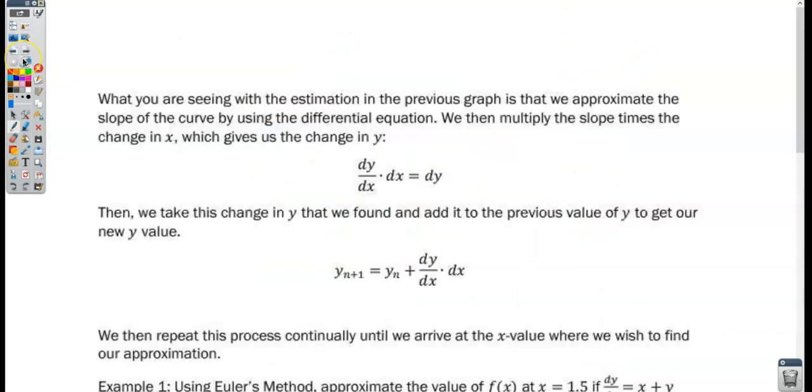Now let's see how this actually works in practice. So a little bit more narrative here.